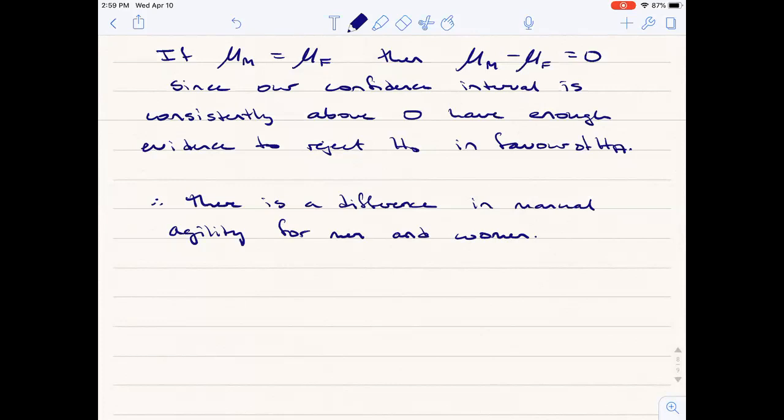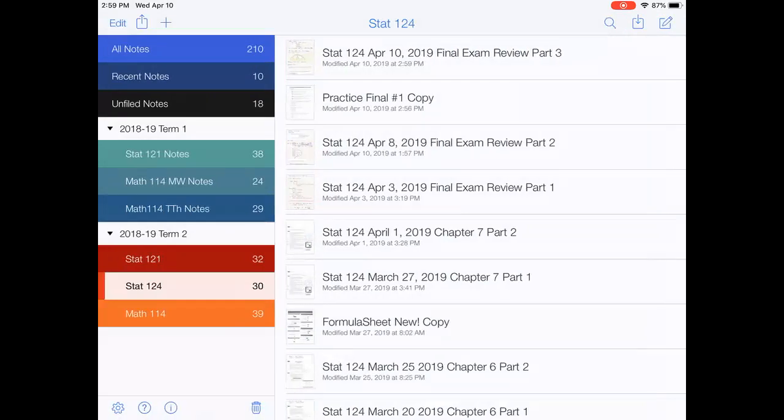So you take your hypothesized value, right, and see if it falls in the interval, then you can't reject the null hypothesis. But if the interval is off of that hypothesized value, then you can reject the null hypothesis. Any questions about that one? No. All right.